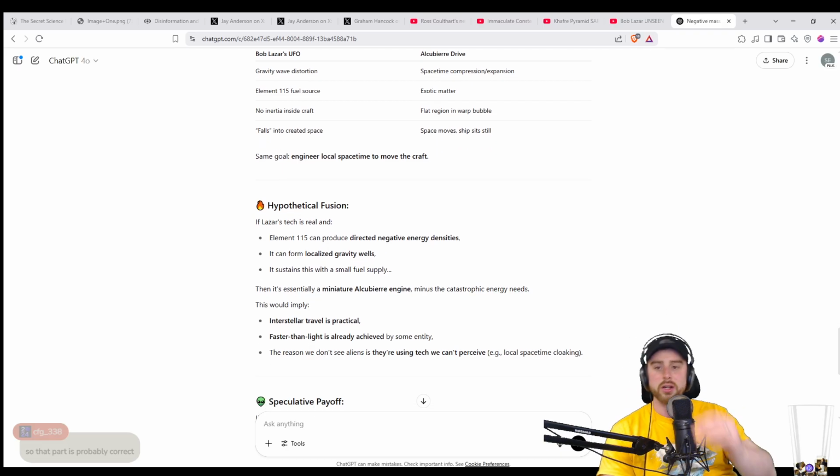Hypothetical fusion. So if Lazar's tech is real, 115 can produce directed negative energy densities. It can form localized gravity wells. It sustains this with a small fuel supply. Then it's essentially a miniature Alcubierre engine minus the catastrophic energy needs. This would imply interstellar travel is practical, and faster than light is already achieved by some entity. The reason we don't see the aliens is they're using tech we can't perceive, local space-time cloaking.